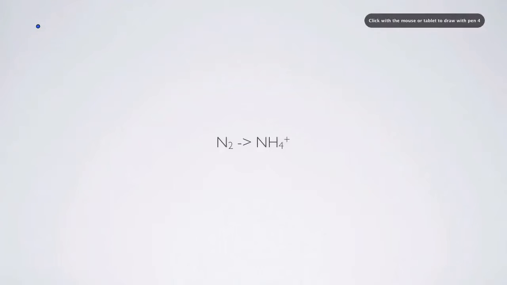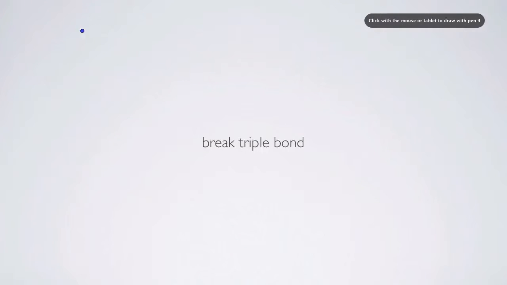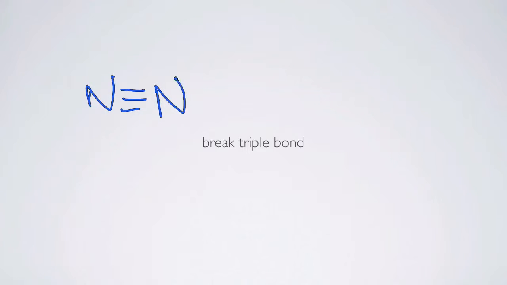Now, the process of biological fixation takes nitrogen gas and reduces that to ammonium. So nitrogen gas, nitrogen is going to be at a state of zero charge, and this end here is going to be at -3. So that in and of itself takes a lot of energy. But there's another thing that has to happen first, and that's a triple bond that has to be broken. So N2 is linked by a triple bond.